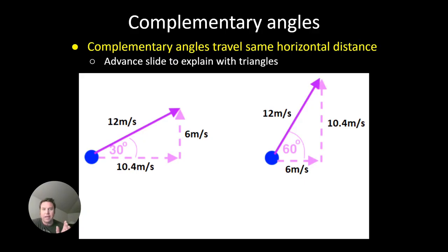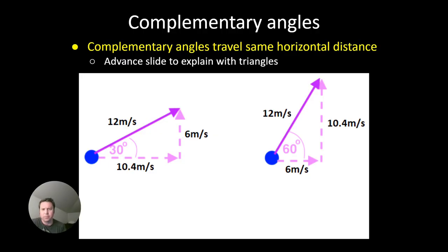But here's what happens. How is it that I can shoot something at 30 degrees and 60 degrees, or 40 degrees and 50 degrees, any complement, anything that adds up to 90, 20 and 70, 10 and 80? Now I'm just showing off. You get the idea. How do they go the same distance? That doesn't make sense.